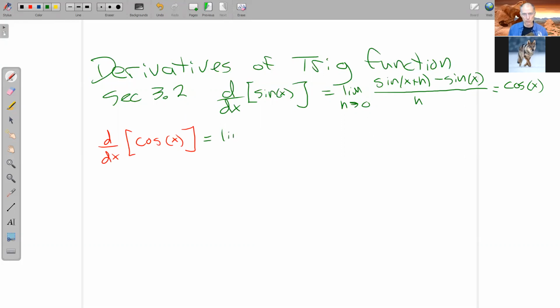So that means I need to find the limit as h goes to 0 of the cosine of x plus h minus the cosine of x, all divided by h. Now, if you just took trig last quarter, then you might remember the angle sum rule for cosine. Otherwise, you've got to look it up. I haven't taught trig in a while. I think I remember it, but I'm going to look it up just to double check.